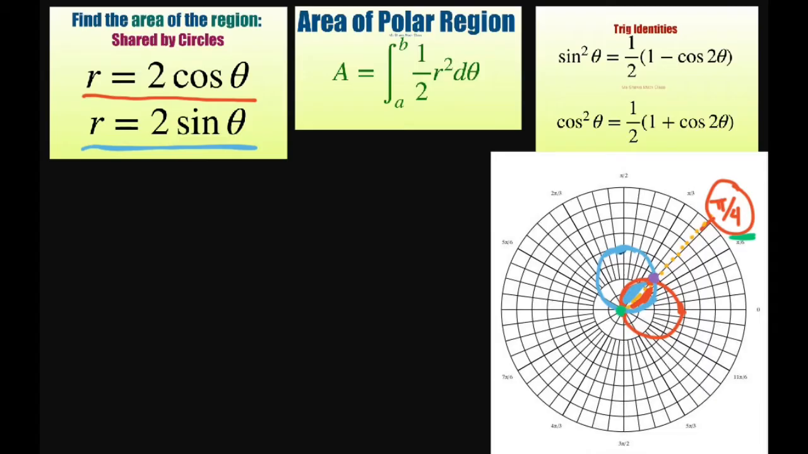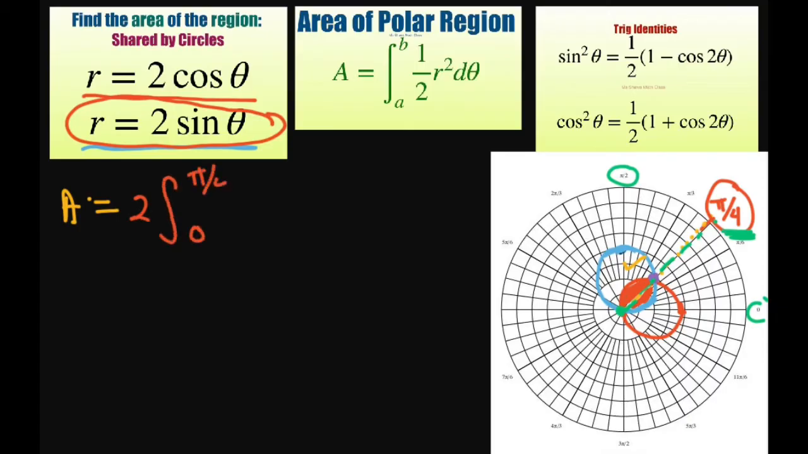But for setting up our integral, since this is symmetric about this line right here, I can look at my sine graph, which is the blue one, and take the area right in here from 0 to pi divided by 4. If I said pi divided by 4 to pi divided by 2, we'd be looking at this area, which is not shared. So all I need to do is look at one of our circles, the sine one, find this area, and then multiply it by 2. So we're going to take 2 times the integral from 0 to pi divided by 4. And that will give me this other area here as well when we multiply it by 2.